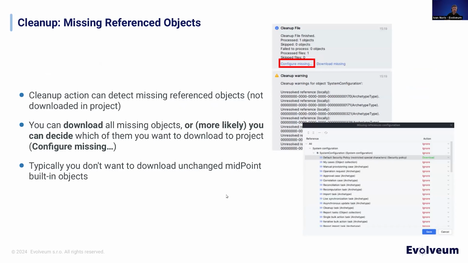You will see this in the demo. So this is just basically if you would like to review this later, or if you are looking at the PDF and would like to see the screenshots. So cleanup action can detect missing referenced objects which you don't yet have in your project in Studio. And you can either download everything which is missing, which you probably don't want, but you can decide what you would like to download to your project using configure missing. So I will show you this. This is missing referenced objects.